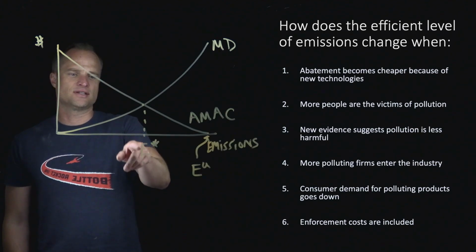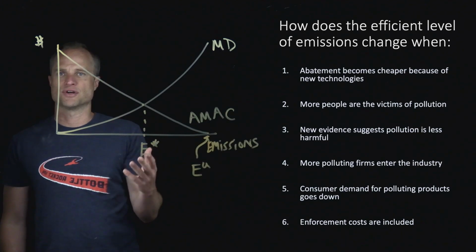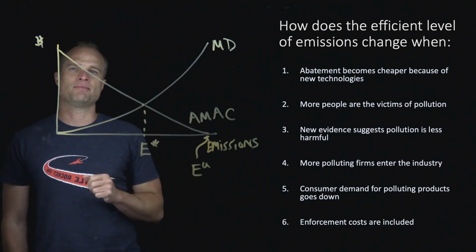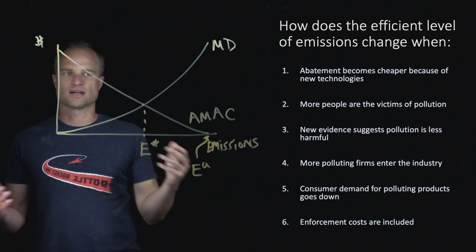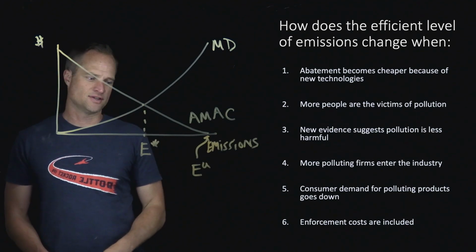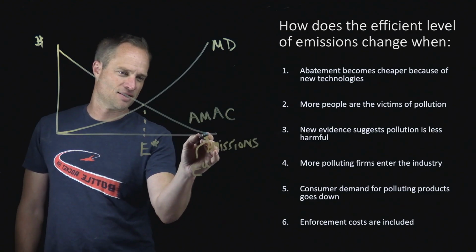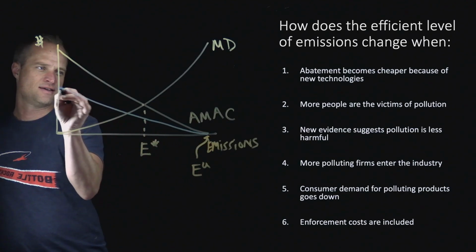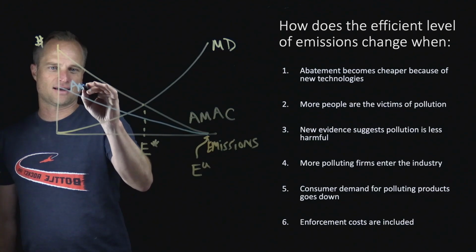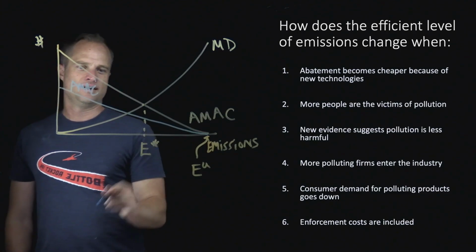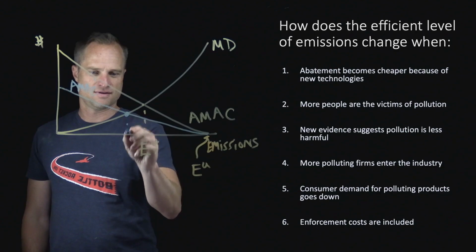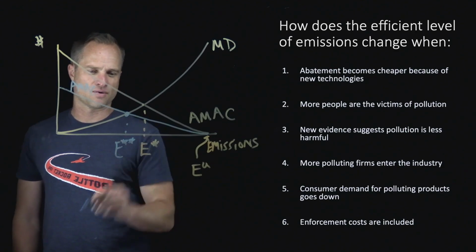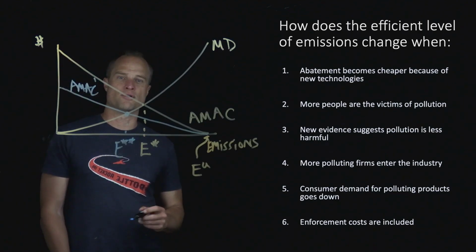So what happens to E star, and any change we'll call E double star, or double asterisks, when the first determinant changes: abatement becomes cheaper because of new technologies or improvements in technologies. Abatement becomes cheaper. This is going to be kind of a pivot in of this function. And so we can call this AMAC prime, and the intersection here means that efficiency requires lower emissions or more abatement.